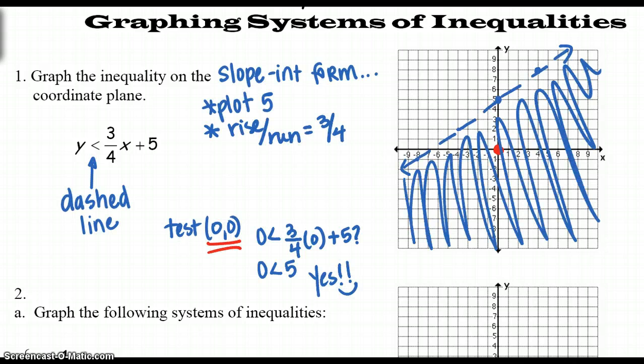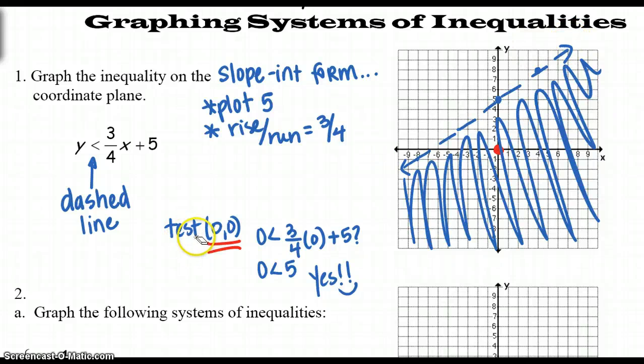Welcome back. I hope you paused the video and you tried this problem on your own. Let me talk about it a little bit here. So first we notice that we have a less than sign. Less than means we're going to use a dashed line because it doesn't have an or equal to. I also notice that this inequality is in slope-intercept form. So I'm going to plot my 5 on the y-axis first, and I'm going to go up 3 and over 4 because that's my rise over run, or my rate of change.